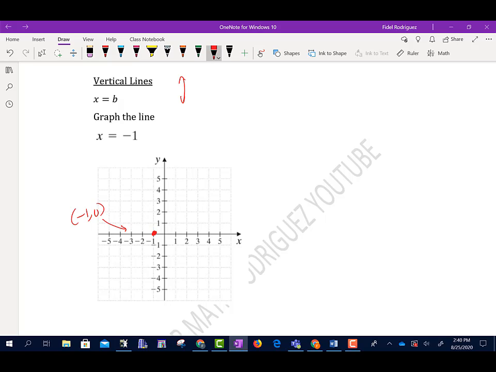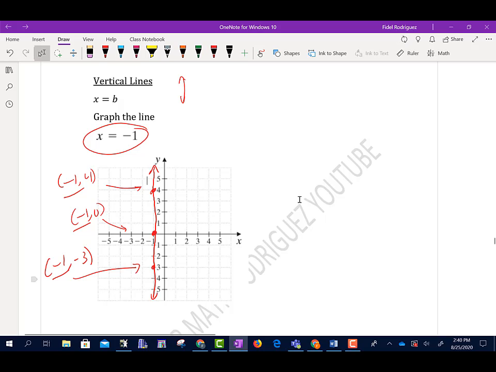Now, suppose I were to move up, say, I don't know, 4 spaces. And I'd ask you, what are the coordinates at that point? We would say negative 1 and 4. If we would have gone down 3 spaces, we would have said the coordinates at that point would have been negative 1, negative 3. But if you notice, in every case, the x number is negative 1. And that's why we have vertical lines that look like that, okay?